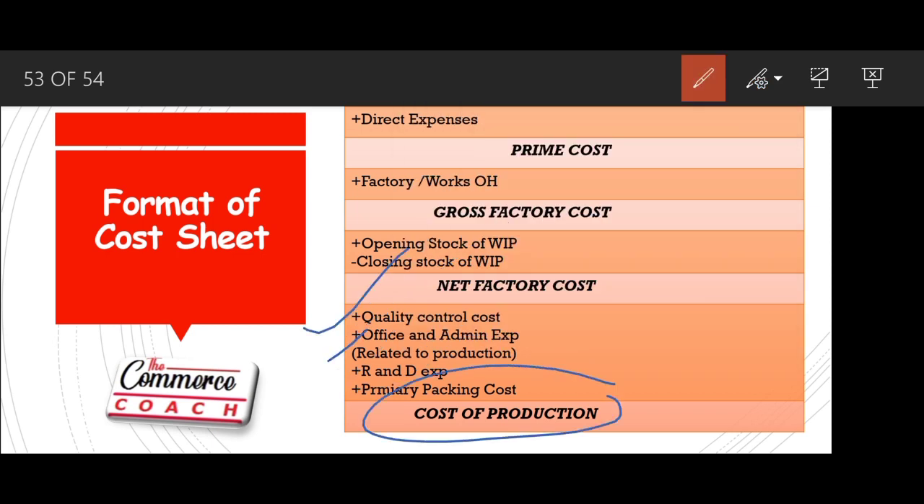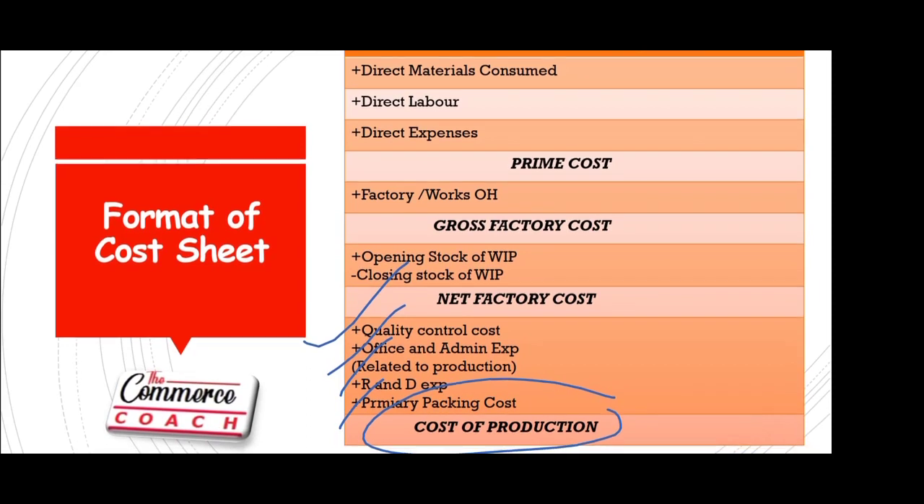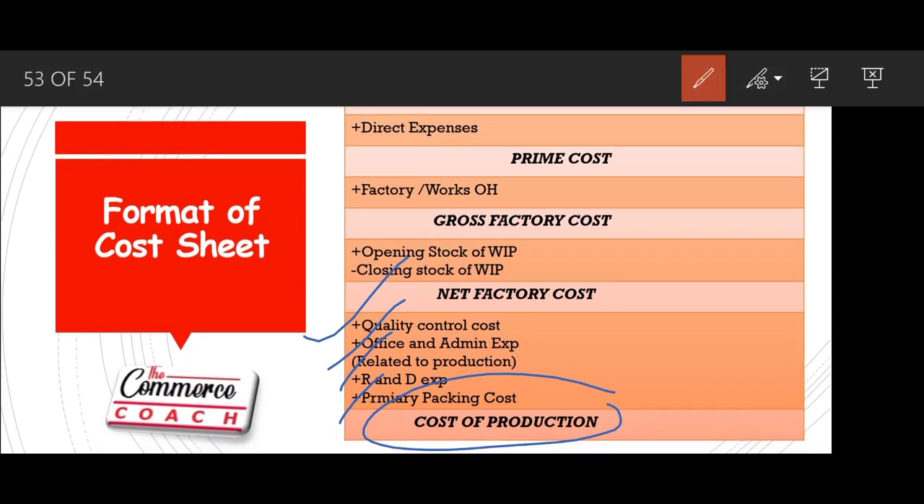If you add all these expenses, you will be getting cost of production. It is not necessary that in every question you will be getting all the items like direct material, direct labor, direct expense, then opening of WIP, closing of WIP, then quality control cost, office and administration cost, R&D expenses. Not like that. In certain cases, you find that there are only a few items. It will be very easy for you to prepare.